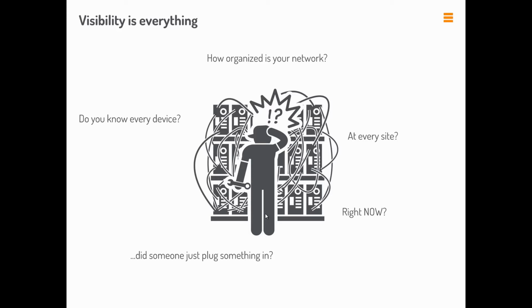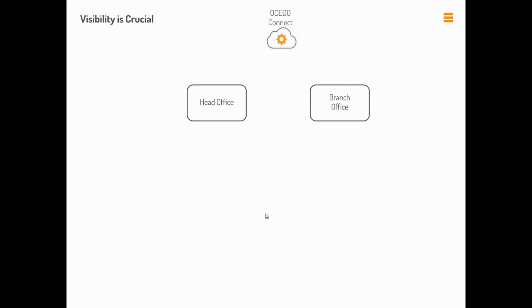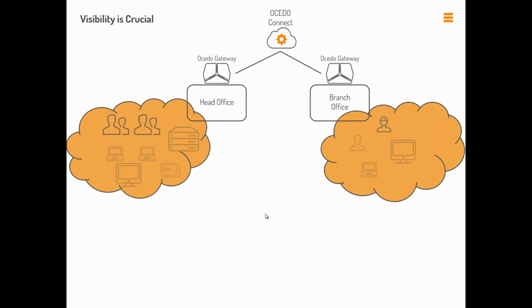Visibility is crucial to security. You absolutely cannot protect what you don't know about. With Ocedo, you always have a clear picture of your network. By having a true, centrally managed system of products designed from the ground up to work together, you are able to see everything. You'll know which devices are connected to your company network-wide in real time. You'll instantly be made aware of new devices, and you'll be able to see where each device goes and who it belongs to.